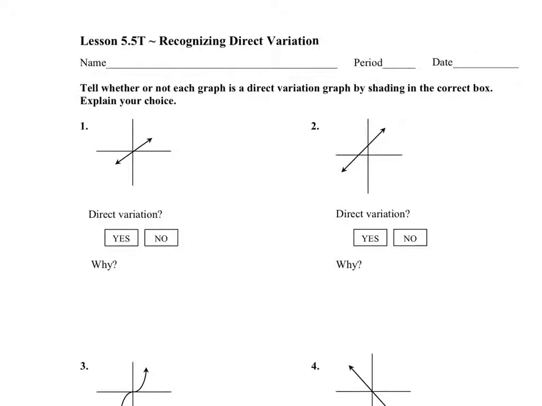In lesson 5.5, we're going to take a look again at direct variation. Number 1 is direct variation because it's a straight line and it goes through the origin, 0, 0. Number 2 is a straight line, but it does not go through the origin, so it's not direct variation.